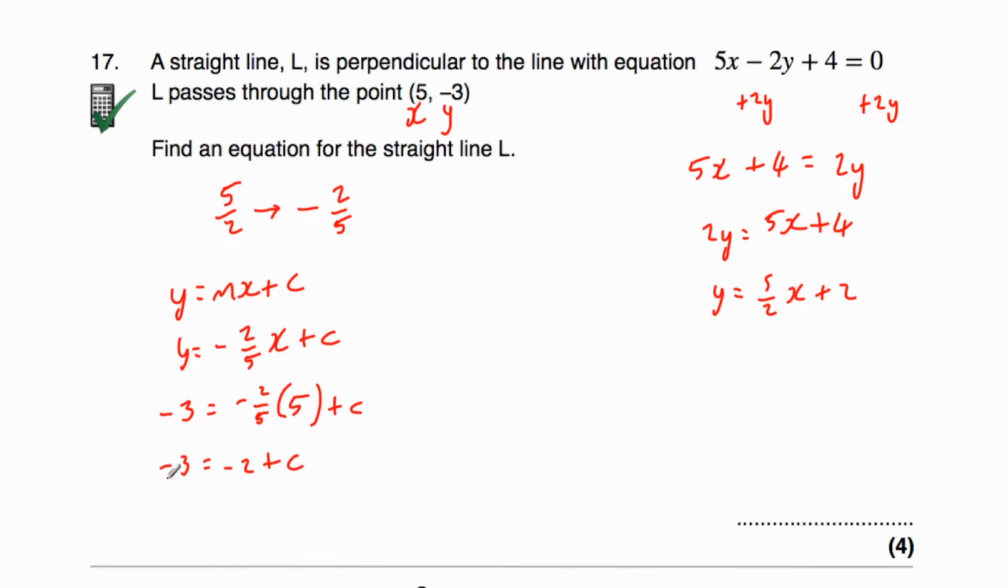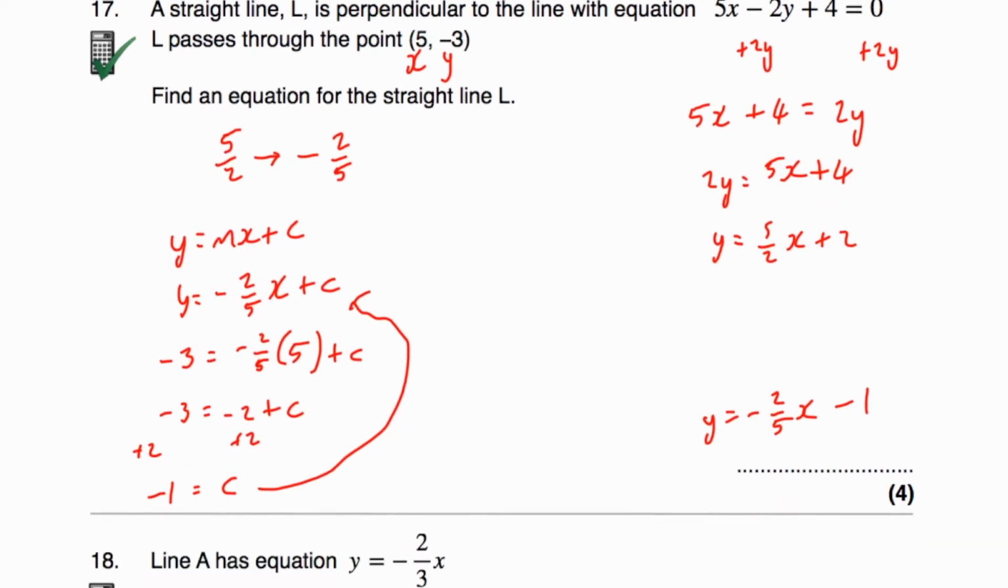Now we've got here then -3 equals -2 plus c. Let's add 2 to both sides, so add 2 and add 2, and we'll get -3 plus 2 will be -1 equals c. So c is equal to -1. So we substitute that back into here, we'll then get our equation. y equals -2 fifths x, and then instead of plus c, we'll have -1, so -1. And that's it, that's our equation.